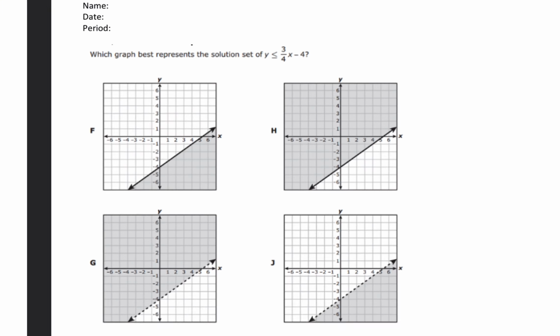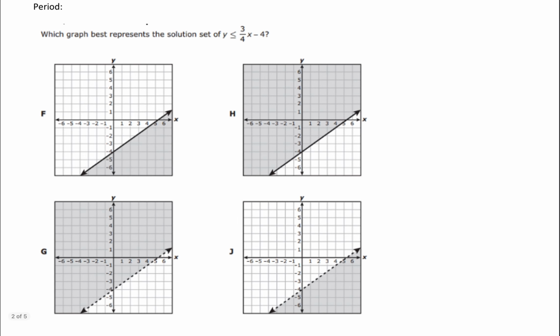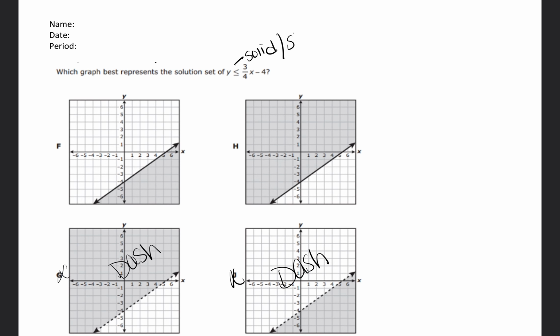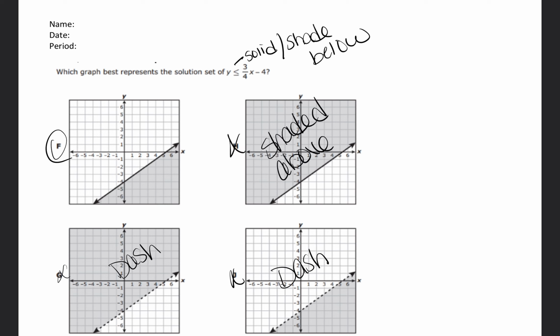Now back here, this is going to be a solid line. So automatically I can get rid of J and G because these are dashed. This is dashed, right? Then it's also shaded below because it is less than. So this is incorrect because it's shaded above. And so my answer is F.